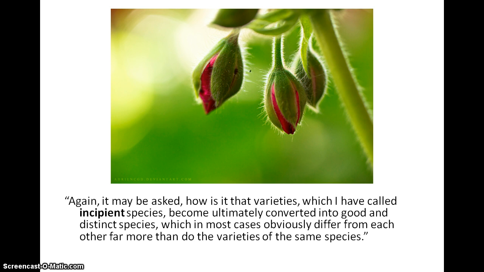If Darwin is saying he has named these species that are ultimately going to be converted into good and distinct species incipient, what could that mean about them? Take a look at the picture. What's happening in that picture? At what stage is the organism in this picture? Incipient actually means at the beginning or about to happen. If you have an incipient anger for someone, you're about to get angry. If you have an incipient love for them, then you're falling in love.